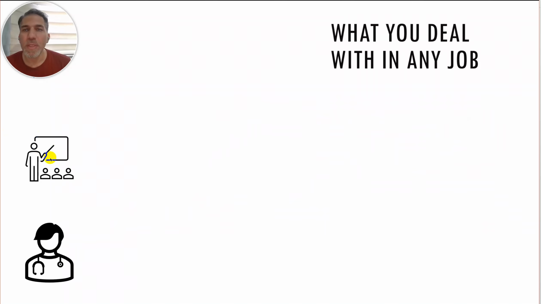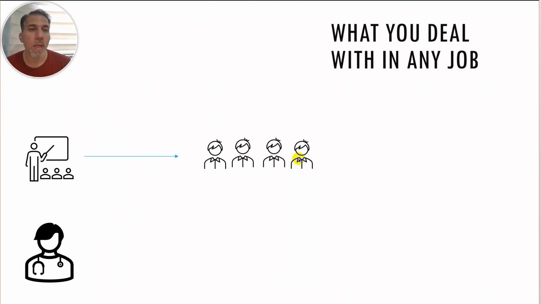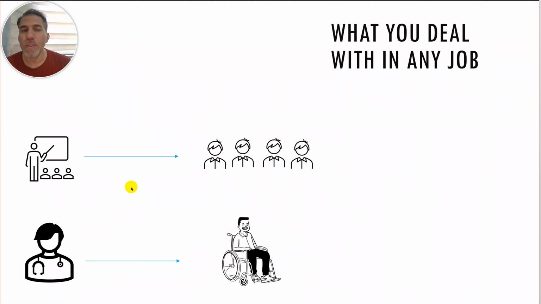Look, here we have a teacher, here we have a doctor. A teacher knows exactly who he is dealing with, what his job and task is. He's dealing with the kids. He's dealing with the students, right? The students are someone he or she expects to work with. A doctor is working with patients, right? She knows exactly what her or his job is.